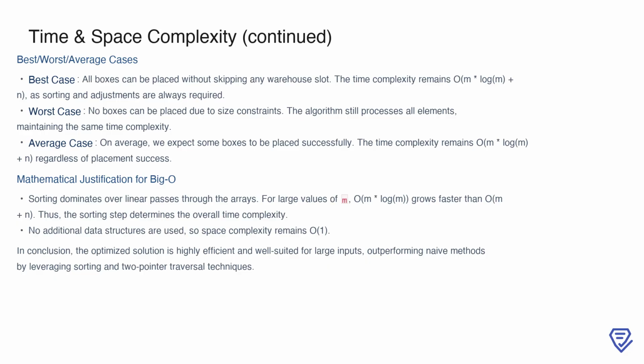On average, we expect some boxes to fit while others are skipped, yet the overall time complexity does not vary, remaining O(m log m + n). From a mathematical perspective, sorting dominates the runtime because O(m log m) grows faster than O(m + n) as m becomes large. With no additional data structures used, the space complexity consistently remains O(1).